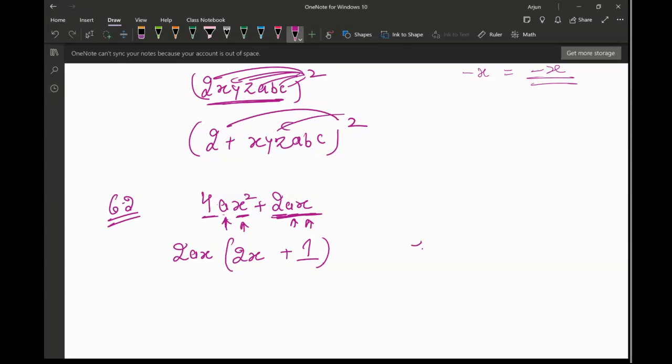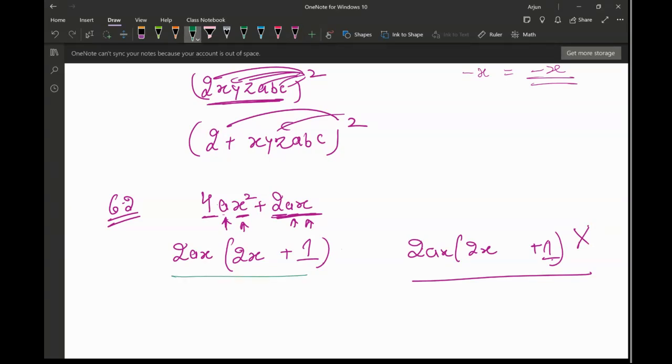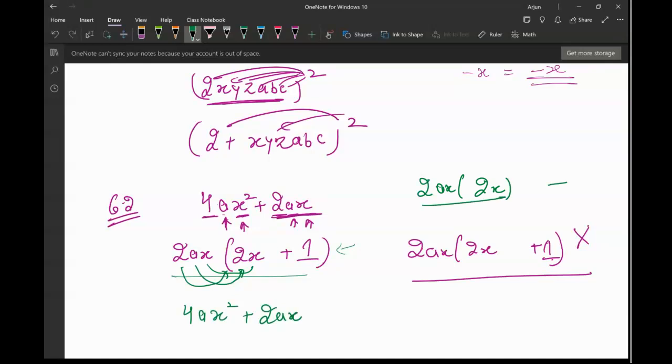Sometimes what students do is they write it as 2ax outside, then 2x inside, nothing here. That is wrong. That is wrong. If you're taking it outside, you have to leave 1. So always ask yourself, whenever you find the answer, you should be able to go back to the given question. If I open this up, this is going to give me 4, this will be a, and this will be x squared plus 2ax, which was the given question. If I would have left it as 2ax and this is 2x, and try and open this up, I cannot solve this, so that will be a wrong answer.